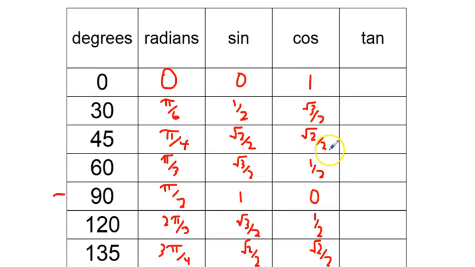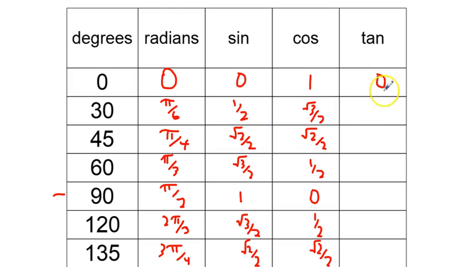For the tangent column, technically you can get these values by saying y divided by x. Remember, sine is the y values, cosine is the x values. So 0 divided by 1, for example, is 0. And then you can do 1/2 divided by square root of 3 over 2, and square root of 2 over 2 divided by square root of 2 over 2. Any number divided by itself is 1.